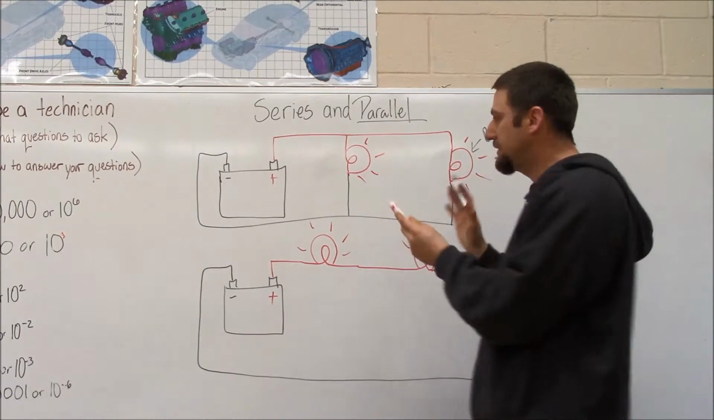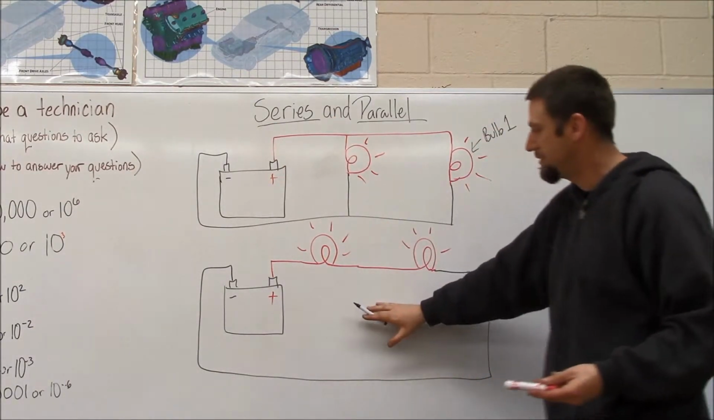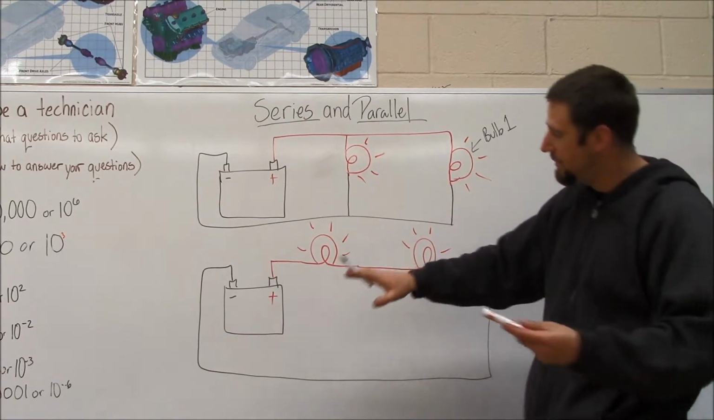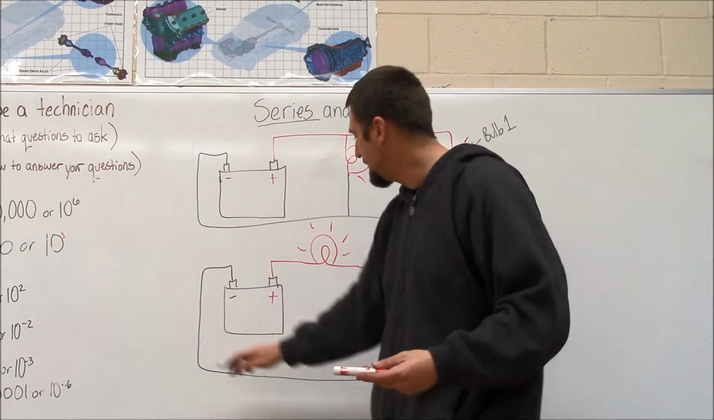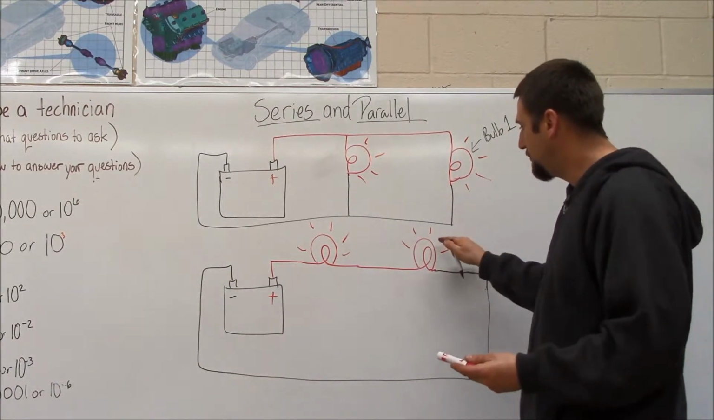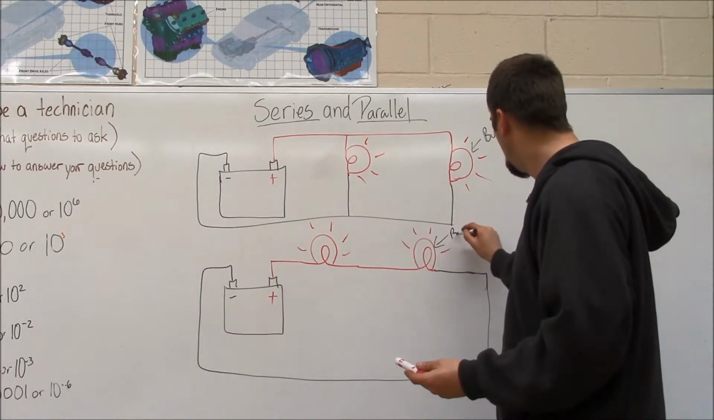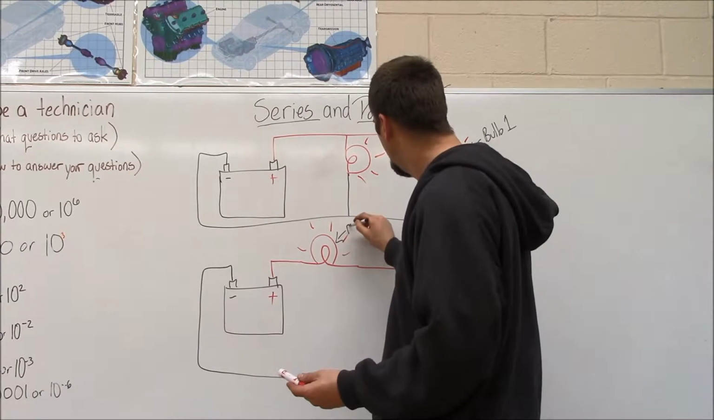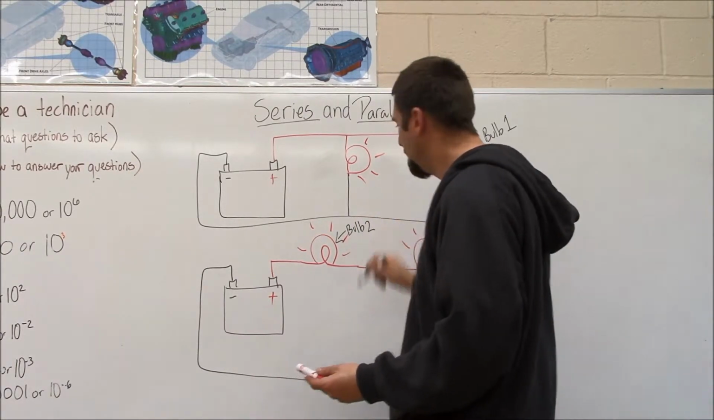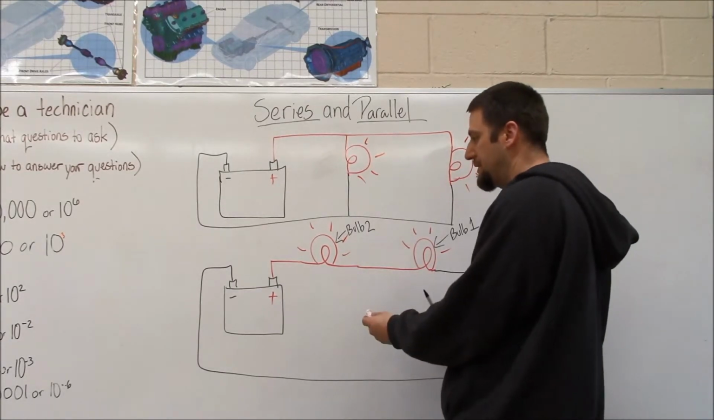Now, so we can understand parallel a little bit better, let's take a look at series. So I have a series circuit down here. You can see we've got a battery or voltage source. We've got a conductor from the ground side of the battery to the loads. In this case, we have 2 more light bulbs. And we'll go bulb 1, bulb number 2, and we'll take a look at the current flow through this series circuit.